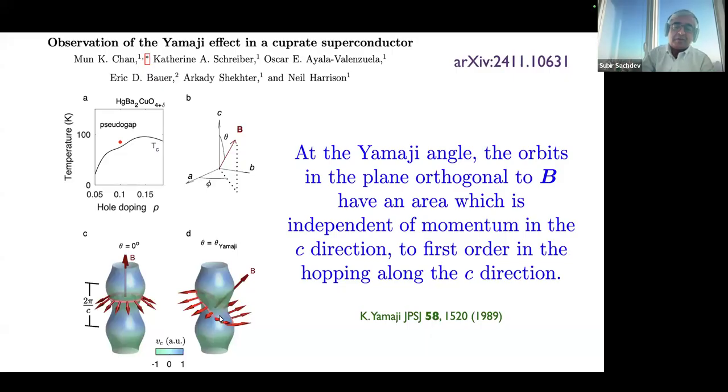So it's a purely geometrical factor. And when that area doesn't change, the electron doesn't want to tunnel in the third direction. And so that turns out to be a very large resistance. So at certain angles, you see a peak in the resistance for electrons flowing in this direction. And this has been seen in other simpler quasi-two-dimensional compounds. But now, for the first time, it's seen in a cuprate.